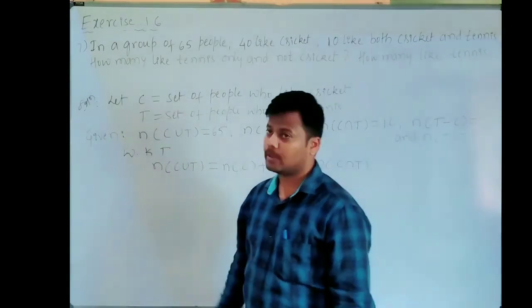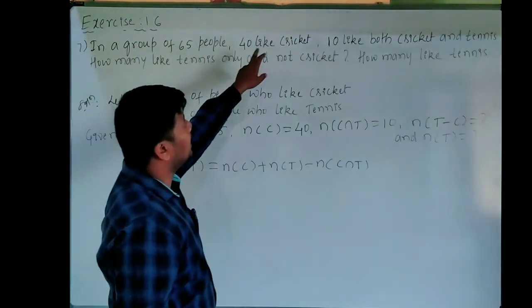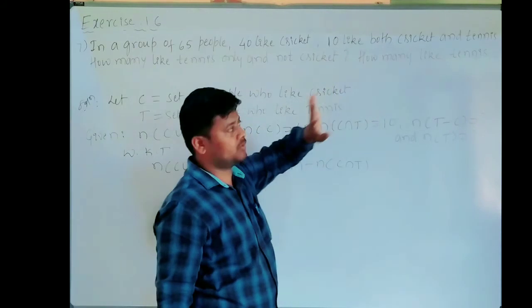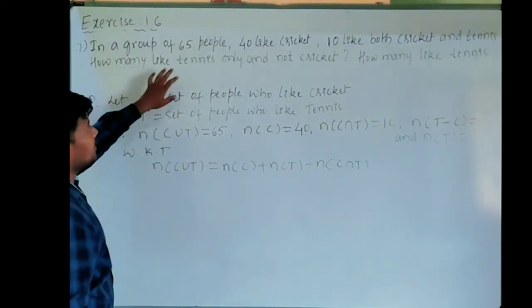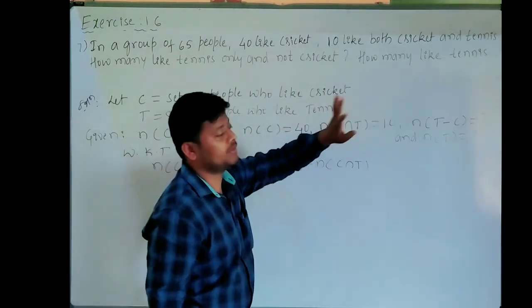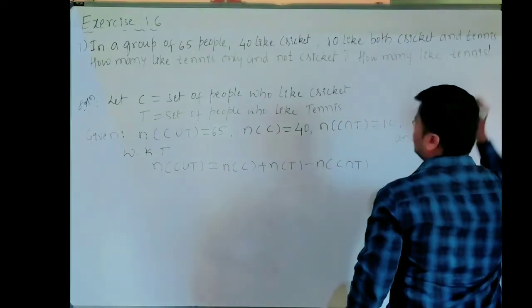Next question, the 7th one. In a group of 65 people, 40 like cricket, 10 like both cricket and tennis. How many like tennis only and not cricket? And how many like tennis? Totally two questions.